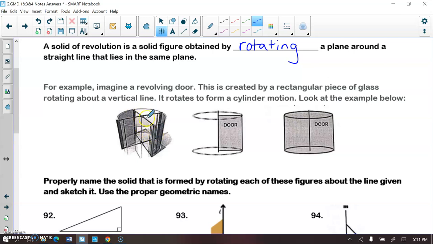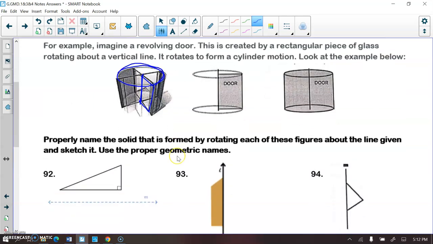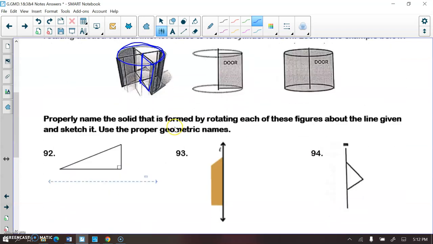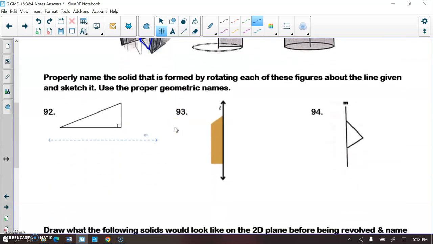So if you're thinking about a revolving door, there's a fixed line right here, and it's a rectangular piece of glass that's just rotating around that fixed line to create a cylinder. That's what we're talking about here: rotating a 2D figure around a straight line to create a 3D figure. So 92 through 94 say to properly name the solid that is formed by rotating each of these figures about the line given, and sketch it.